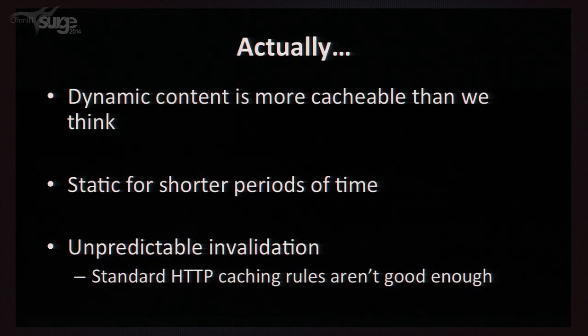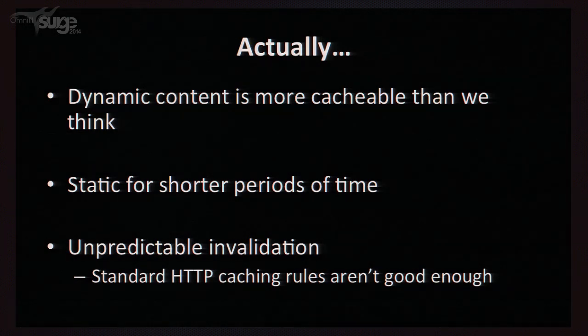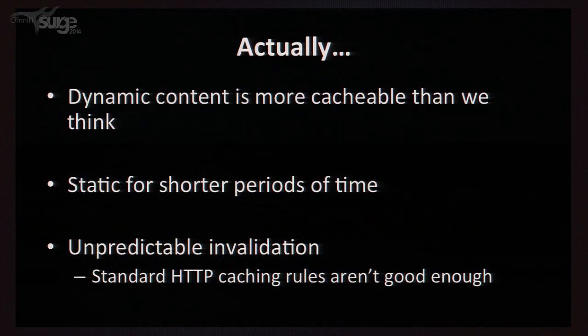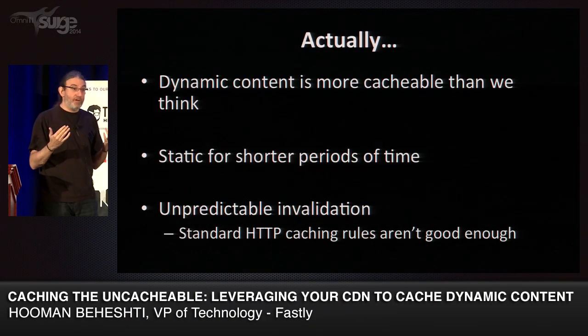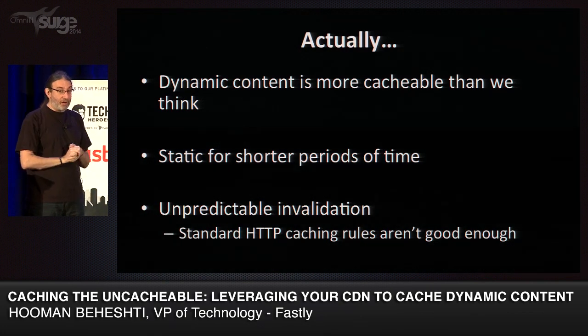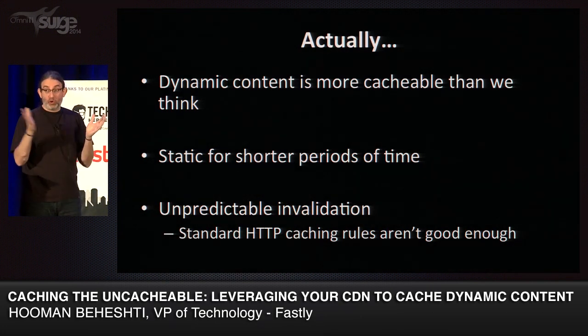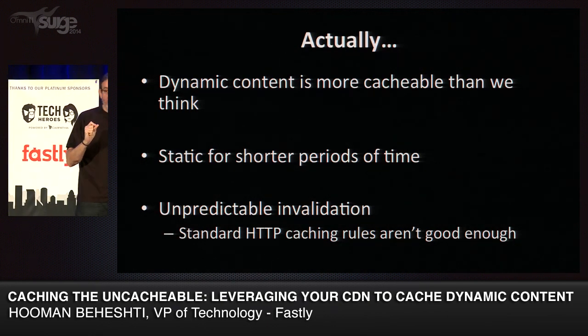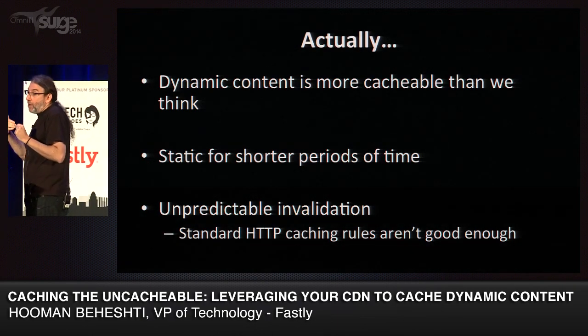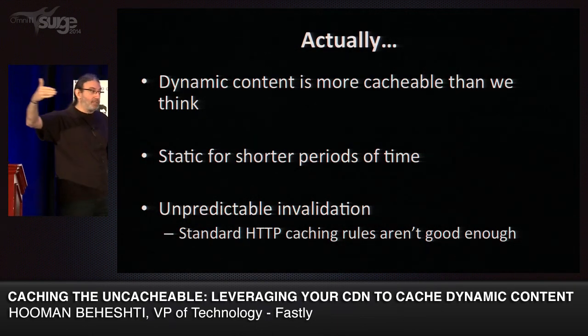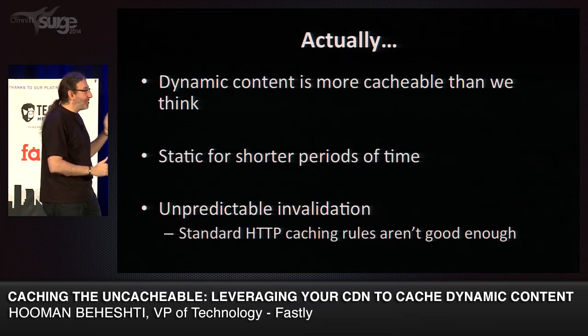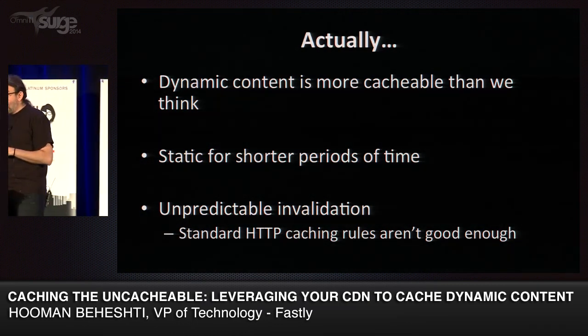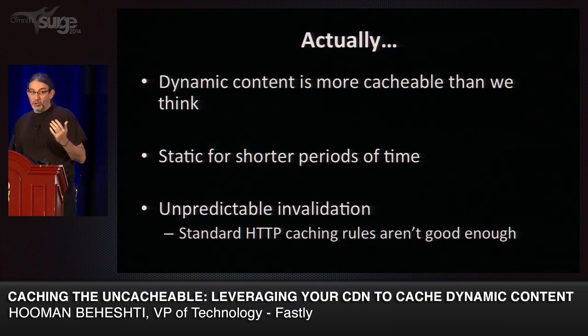And it turns out, as you probably already know, that dynamic content is a lot more cacheable than we think it is. As a matter of fact, it's probably cacheable for shorter periods of time. So maybe a piece of HTML won't be static for a year, but it's static for shorter periods of time. But the problem is, it is static for unpredictable times. So it may be static for half an hour, and then it may change 10 times in the next hour after that. It's very unpredictable, and it's that unpredictability that causes the problem. And the fact that we don't have the caching rules to deal with that is what causes this extra panic for us when it comes to caching dynamic content.